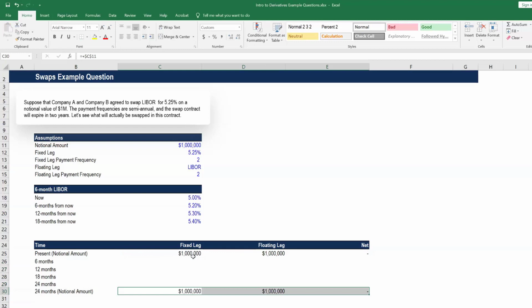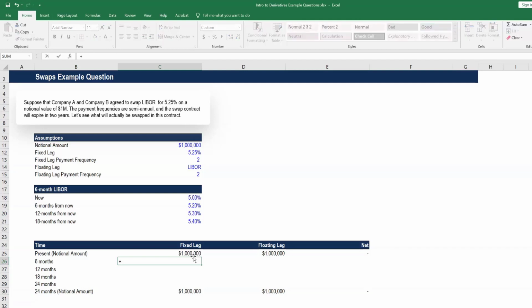So academically, we can argue that one counterparty is swapping a loan for another loan, but in practice, those loan amounts, because the notional amount is always set to be the same, are going to cancel each other out, and no money related to the underlying is going to be transferred. Now in 6 months, we know that the fixed leg needs to pay interest rate at 5.25%.